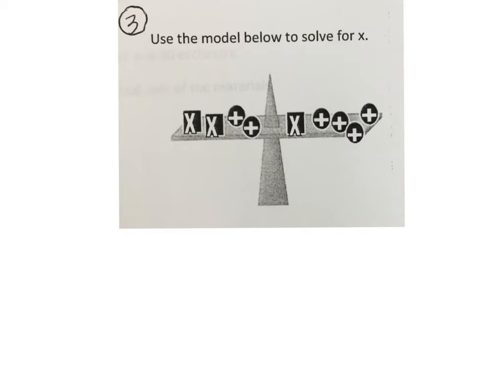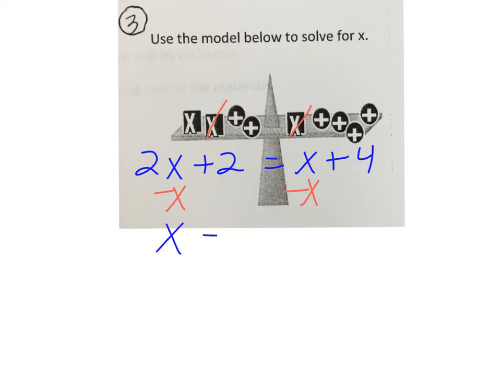Okay, first let's interpret the model. First, you have 2x and 2 positives equal to 1x and 4 positives. You do not have to write the 1. Now we just have to see what we could take off of both sides. I can eliminate 1x off of both sides, so I write minus x, minus x. I then get x left over plus those 2 positives equals the 4 positives still over there. Now I could take off 2 positives from both sides, minus 2, minus 2.